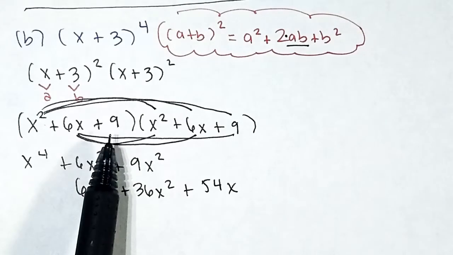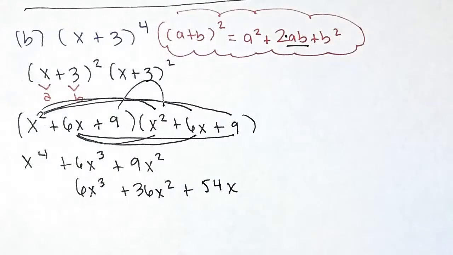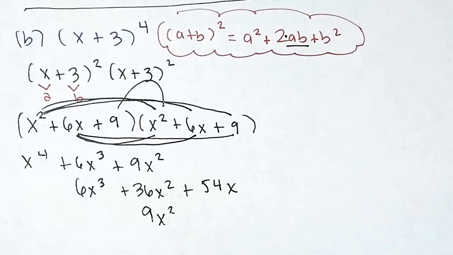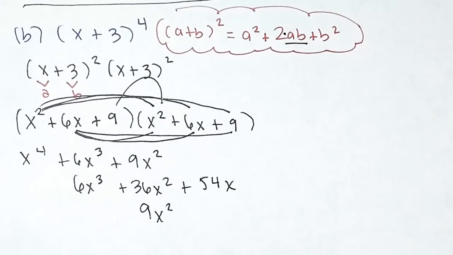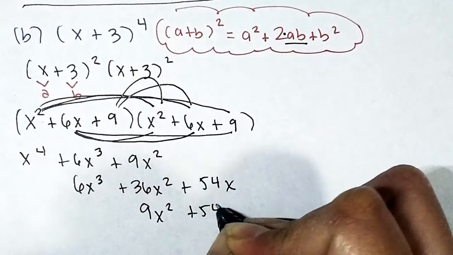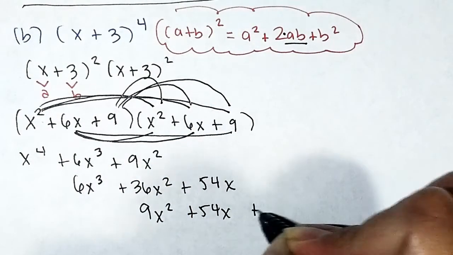Okay, final round. Round 3, what do we get when we distribute the 9? 9 times x squared is just 9x squared. Go ahead, line it up. Keep it going. 9 times the next term that we see will give us 54x. 9 times the final term in that round will give us 81.